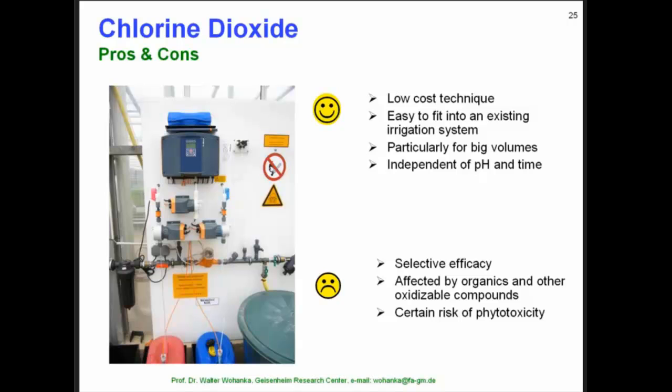Like chlorine, the good efficacy is restricted to bacteria and sensitive fungal spores. All oxidizable material will reduce the concentration of active chlorine dioxide, producing a chlorine dioxide demand similar to chlorine. Therefore, at the inlet, a higher concentration is necessary than the target concentration at the outlet. The same as I said with chlorine, but other concentrations. Here, for example, 1.5 ppm at the inlet to get at least 0.5 ppm at the outlet.